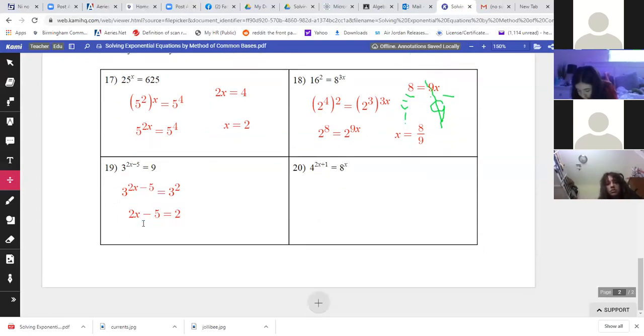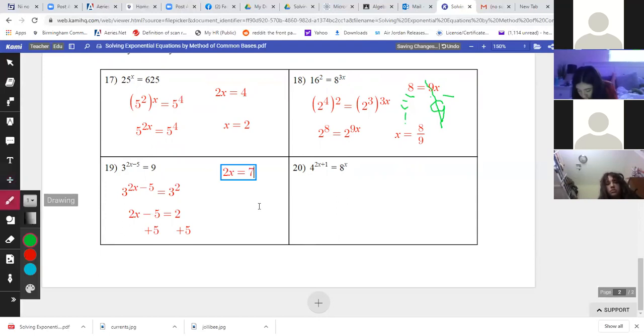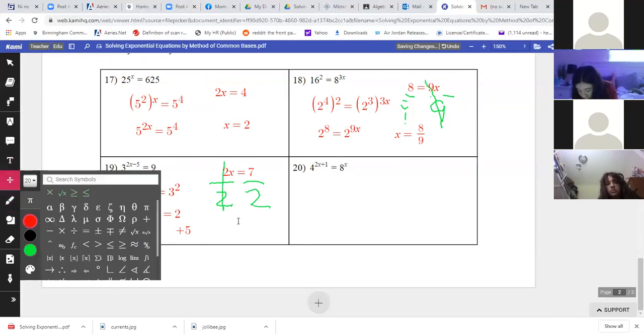And now I just solve this equation here. Add 5. Add 5. And so I get 2x is equal to 7. Divide both sides by 2. And then x is equal to 7 over 2.